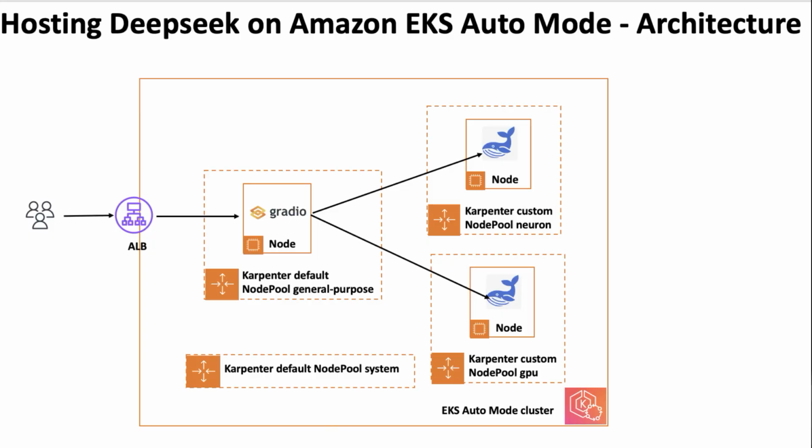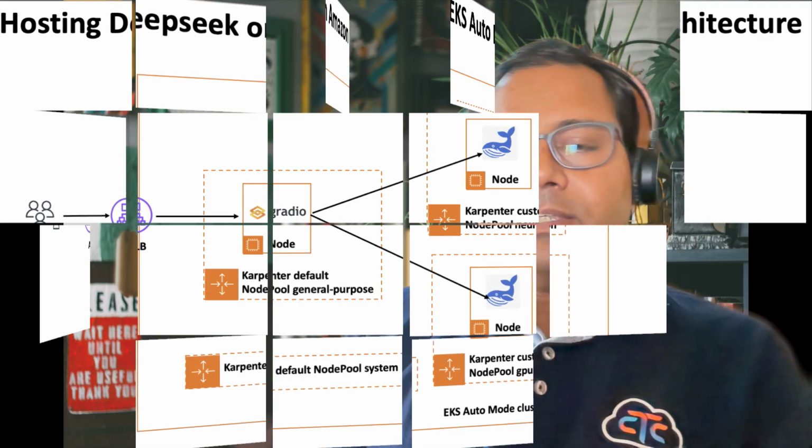Hi, are you planning to deploy Deepseek on Amazon EKS with an optimal architecture? Yes, we are going to deploy Deepseek VLLM on Amazon EKS auto mode using GPU and Inferentia instances. Let's get started.